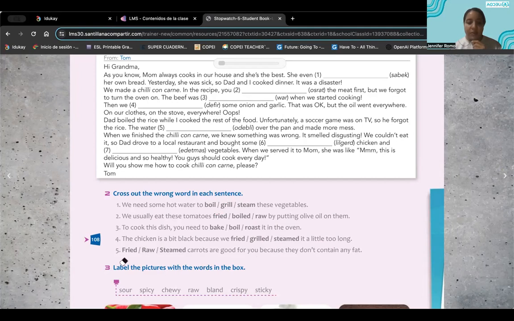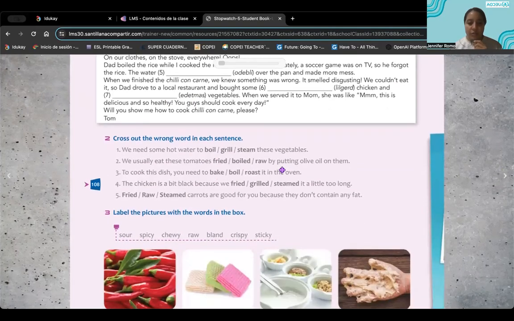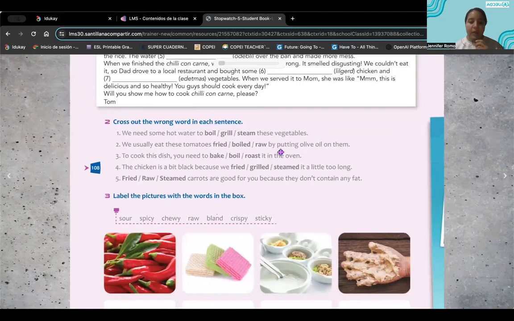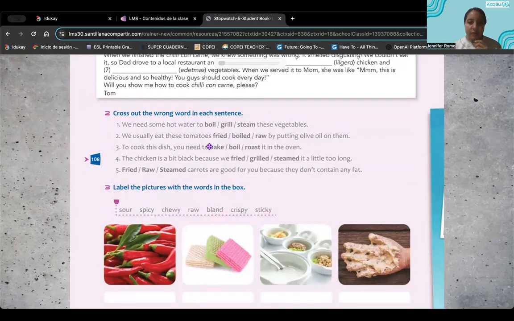So I probably say here that it is fried, probably. Dice fritos, crudas o al vapor. Las zanahorias son buenas para ti porque ellos no contienen grasa. That you have to cross out the words that don't belong. Tienen que poner una X a las palabras que no pertenecen ahí, que están incorrectas.